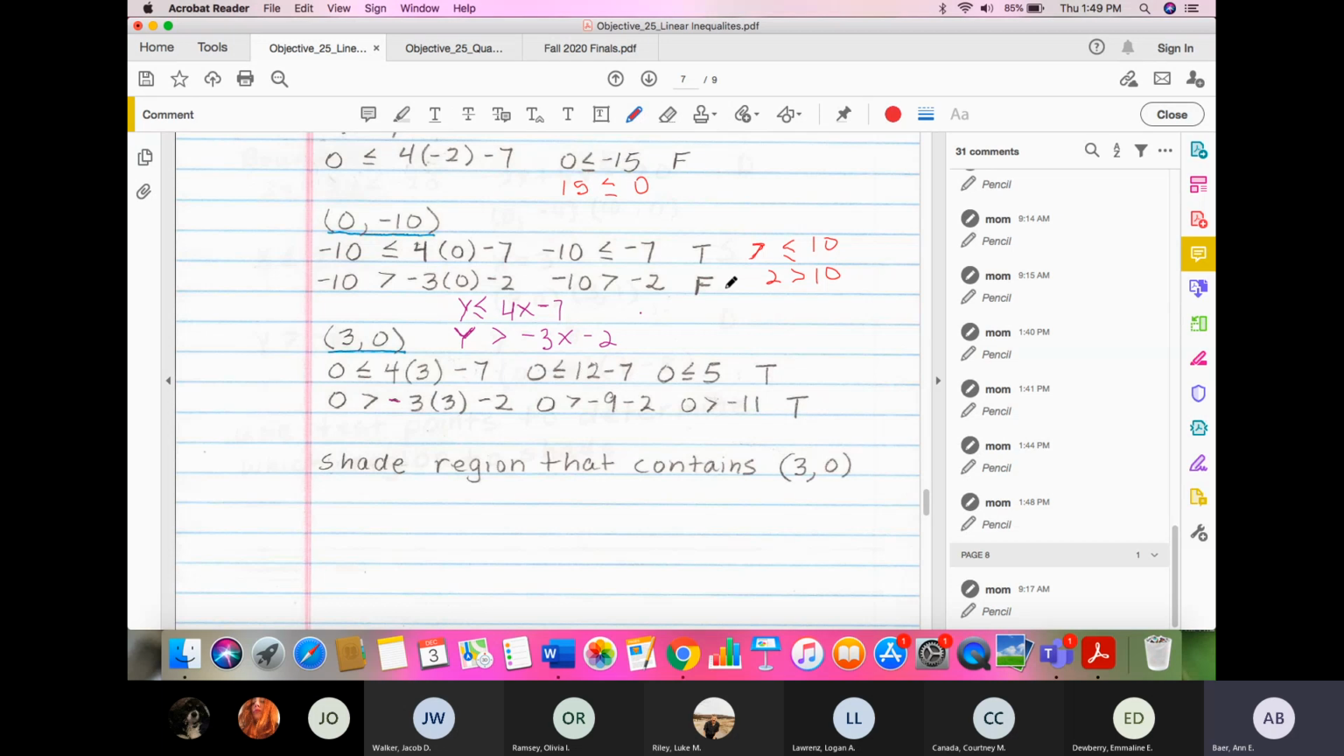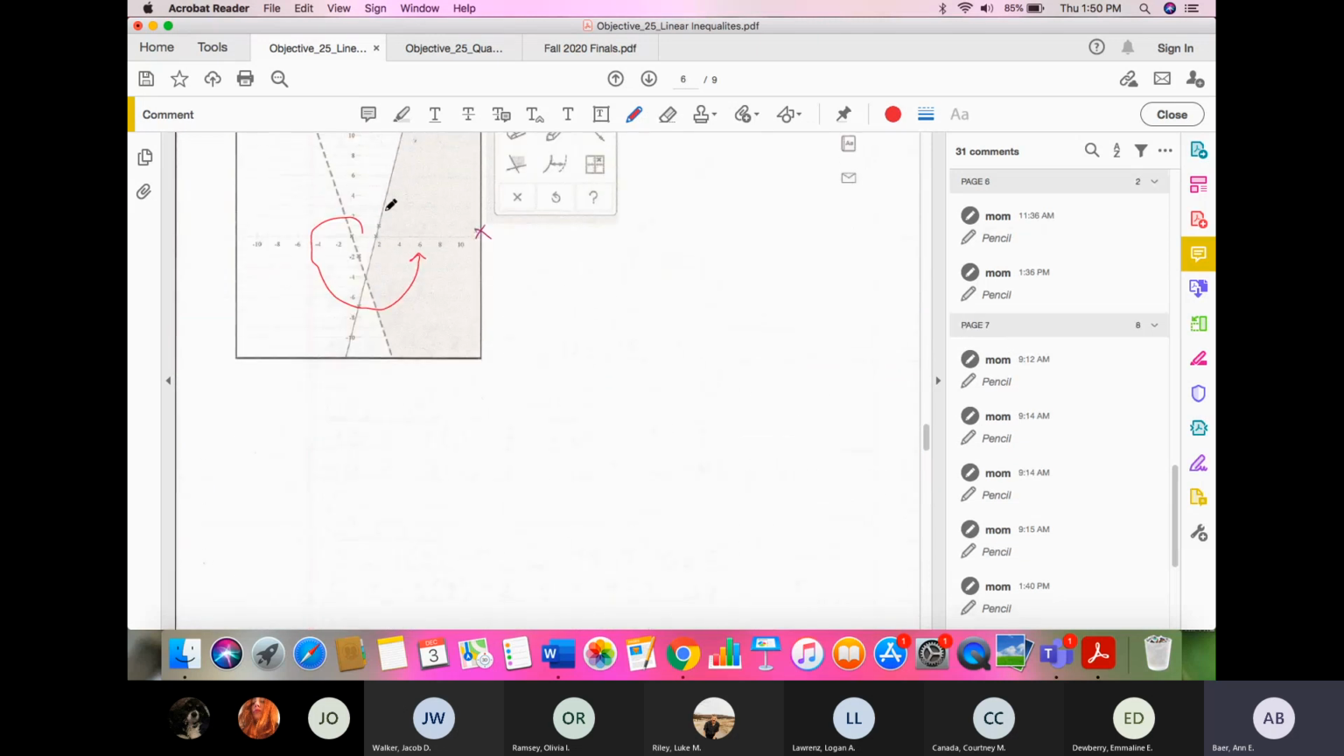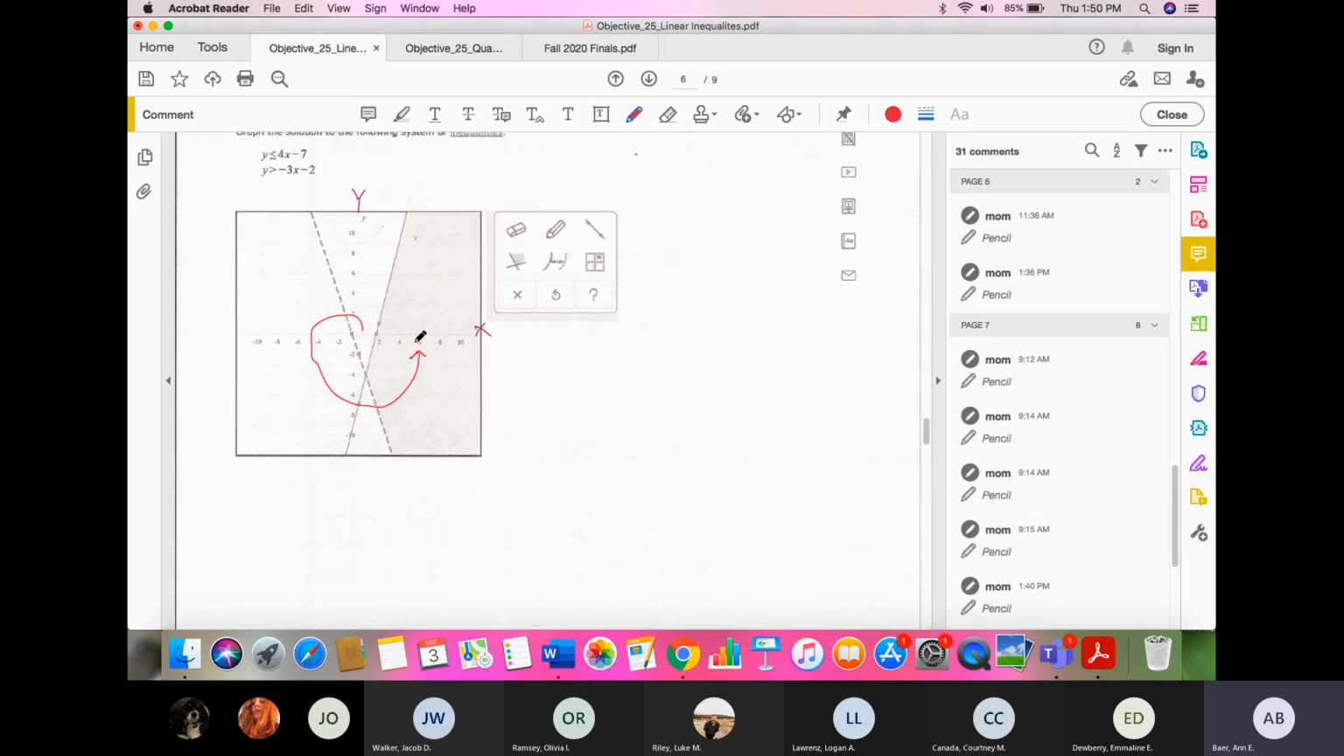So we ran into a problem here. Since we ran into a problem here, we do not want to select the region with this test point. So we move on to the fourth region. For the fourth region, we select a test point in this region now, and I selected 4, 0.